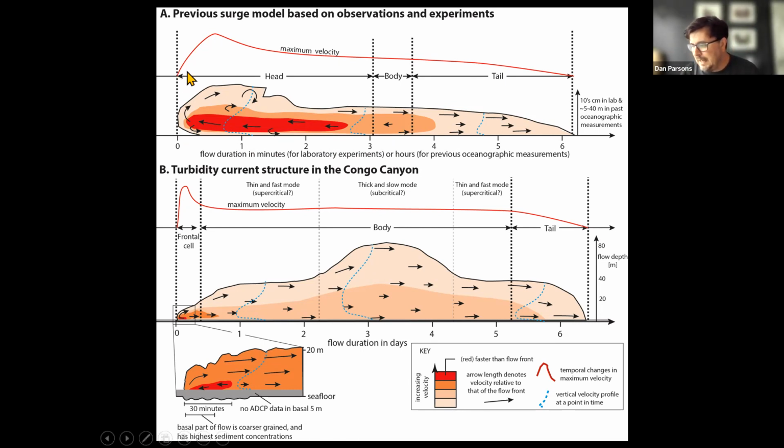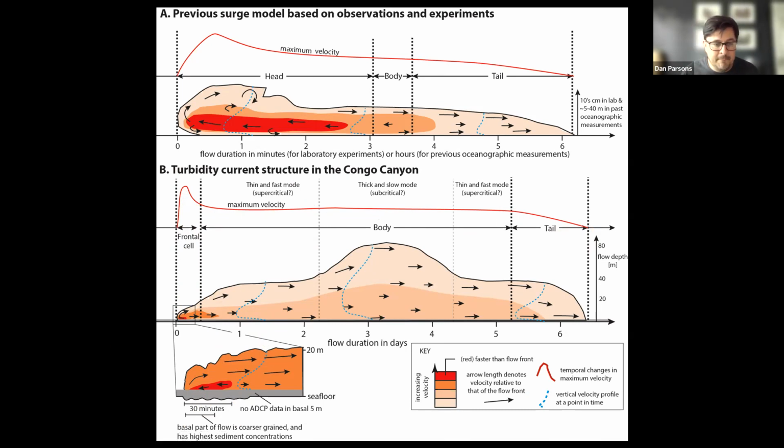And we typically have a current head, that maximum body, a trailing body piece, and the tail. Our new structure based on the Congo Canyon is actually a really short-lived passage of an intense head, or what we're calling a frontal cell, that races off down the canyon system, and then the maximum velocity is compressed within that frontal cell, and then there's a much longer body and a shorter tail of the flow behind. And of course, the relative velocities are all in here.